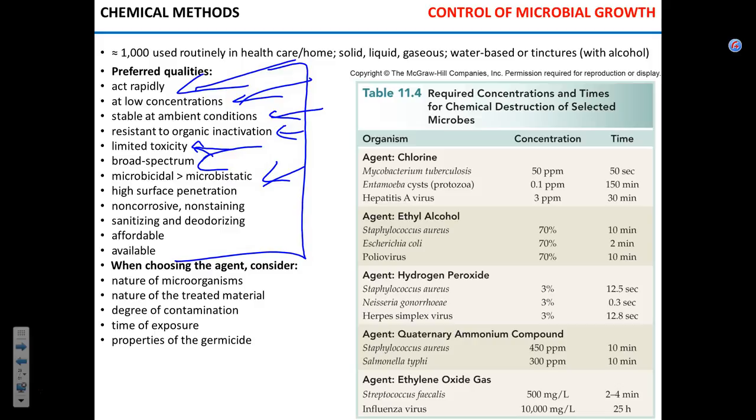How bad is the contamination? Time of exposure. If you can spray it and leave it, yes.